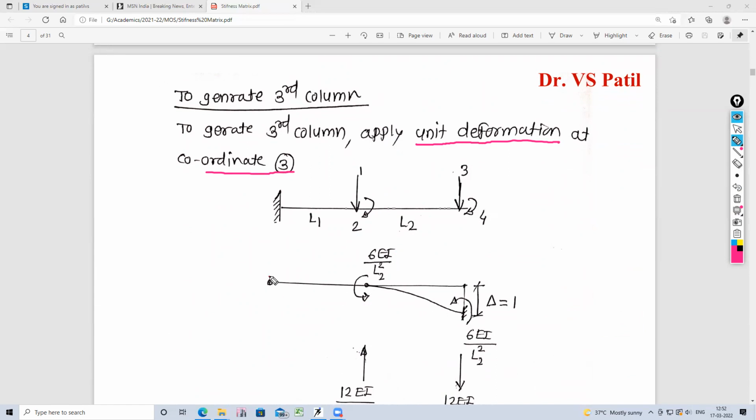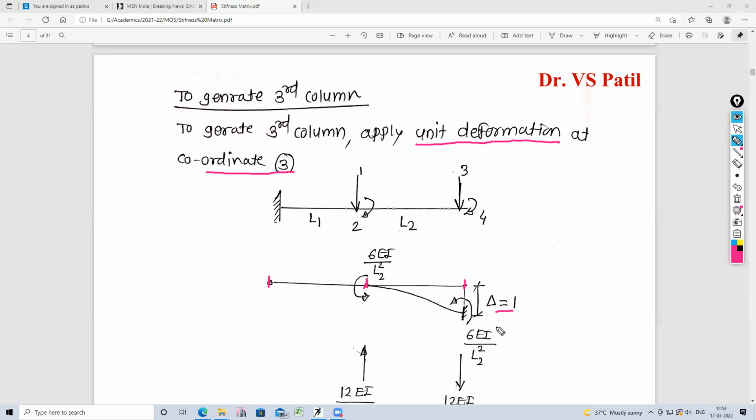Okay, now in the structure, first of all, provide the fixity at the ends of the part. Now, coordinate 3, that means only the second part will deform. Since the fixity is there, the first part will remain as it is, horizontal, and the second part will move downward. Only this end will move downward by an amount delta equal to 1. This will again be fixity. It will remain the same. So this becomes a level difference, sinking of the support.